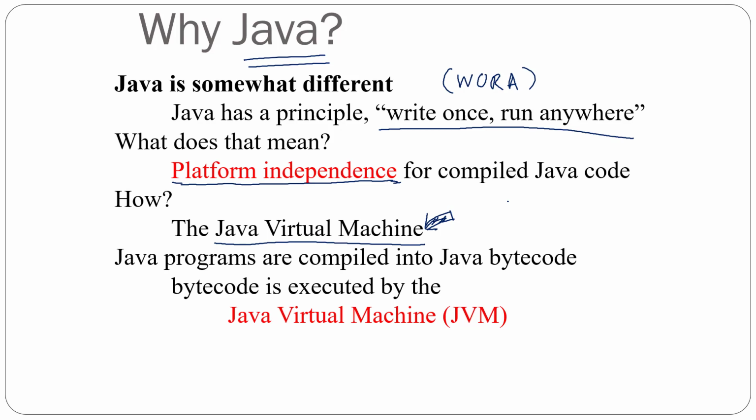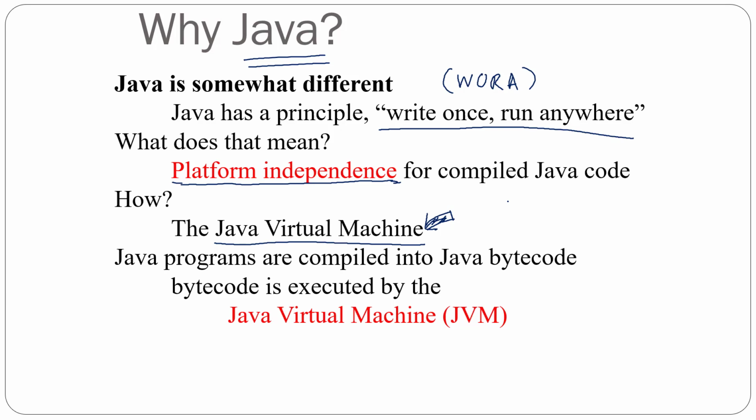So the program which ultimately runs your program which is written in Java is called Java Virtual Machine. This Java Virtual Machine is a program which is responsible for the platform independence of Java. Okay, that makes Java platform independent.